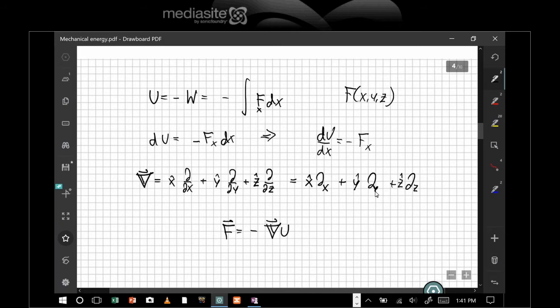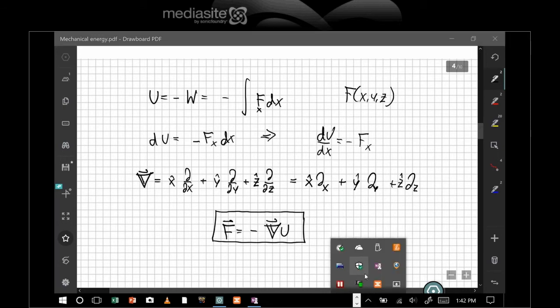Now, in terms of vector calculus, remember the force is a vector field. The potential is a scalar field, and this operation of a gradient onto a scalar field gives me a vector field. So that's how I can get the vector field, the force field, from a potential field, a scalar field.